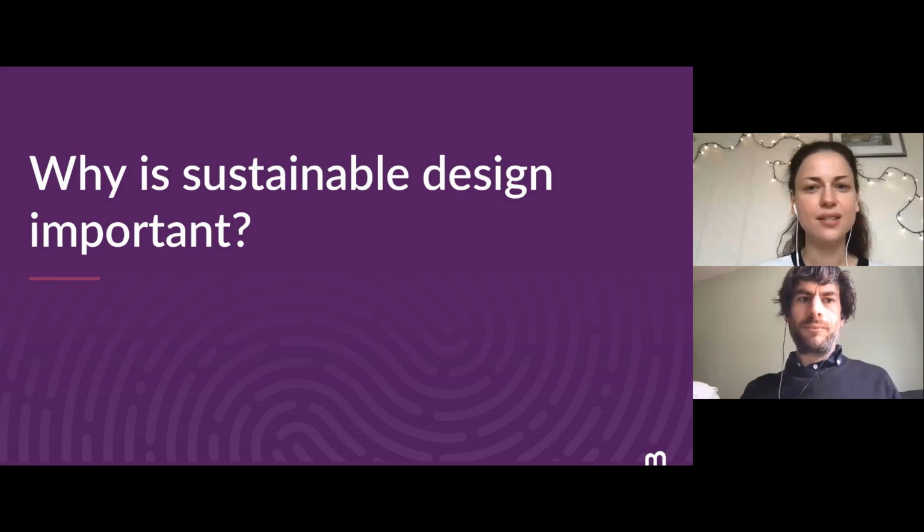But enough of introductions for the moment. Let's start. First, we would like to cover the basics: why we think designing with sustainability in mind is important.